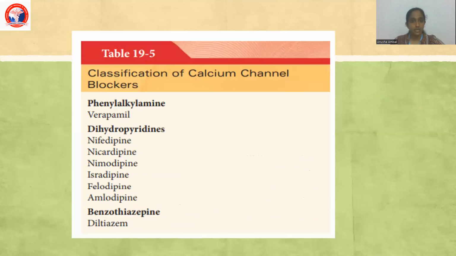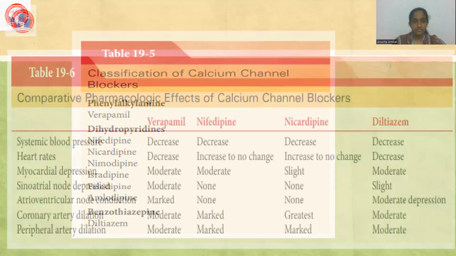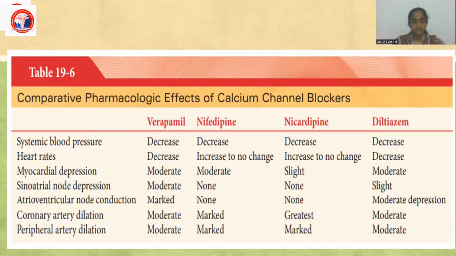So apart from beta blockers, we have calcium channel blockers that are also antihypertensives.